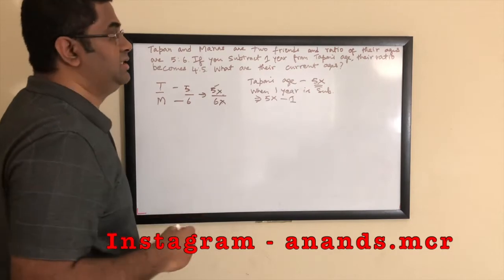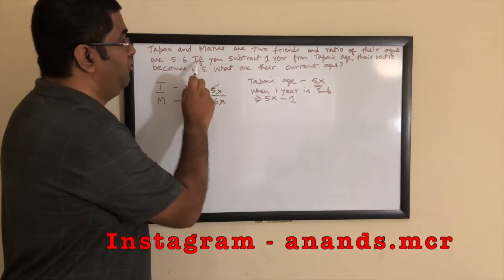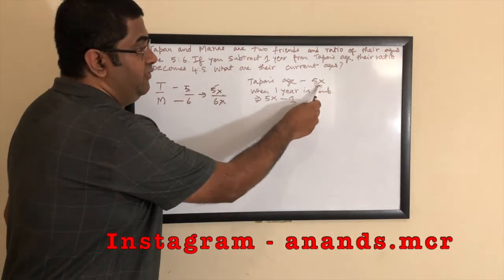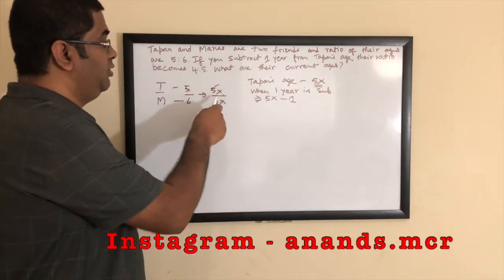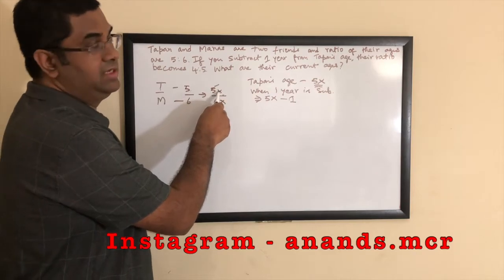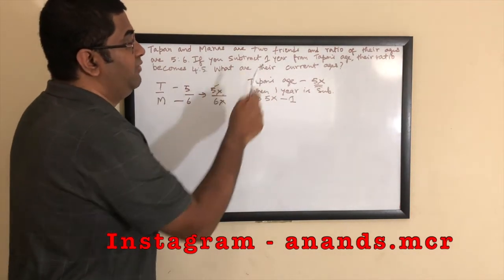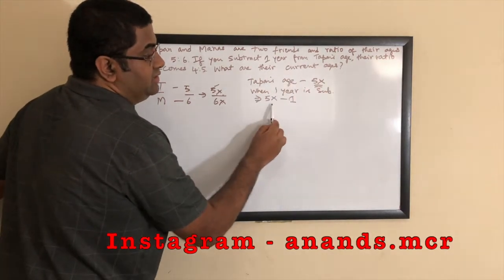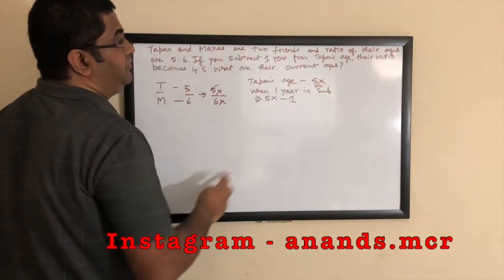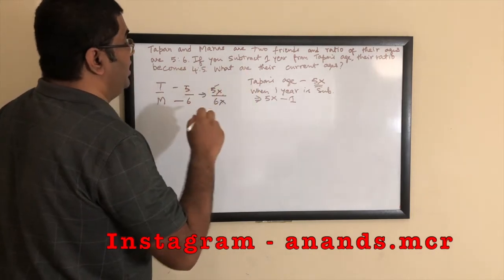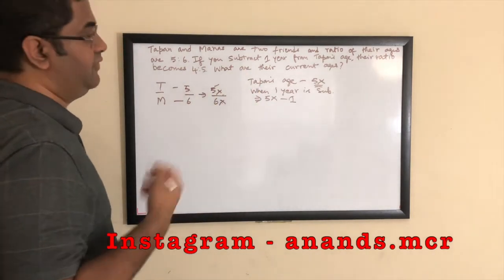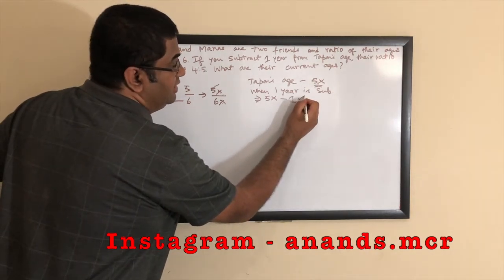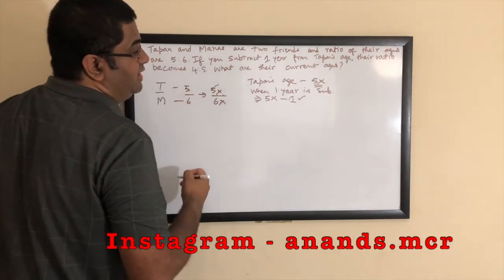So friends, let me actually explain this again. If you read the second statement, if you subtract 1 year from Tapan's age, we know it as 5x. How do we know this? Because we have derived it here. Tapan's age is 5x. If you subtract 1 year from Tapan's age, it is 5x minus 1. The ratio becomes 4:5. So now we have determined Tapan's new age when we subtract 1 year. So this is 5x minus 1.